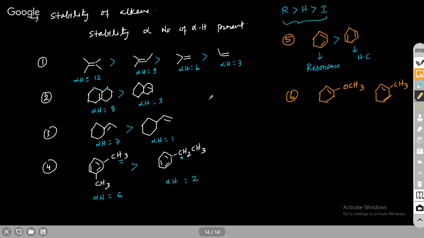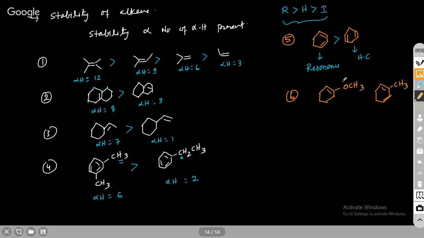All these things are required to solve questions related to heat of hydrogenation and heat of combustion, because heat of hydrogenation and heat of combustion depend upon the stability of the alkene. So first of all, you should know the stability of the alkene. To explain the stability of the alkene, you should know what resonance is, what hyperconjugation is, what the I effect is, and how they affect the stability of the alkene. Okay, how will we compare the stability of the alkene there, right?